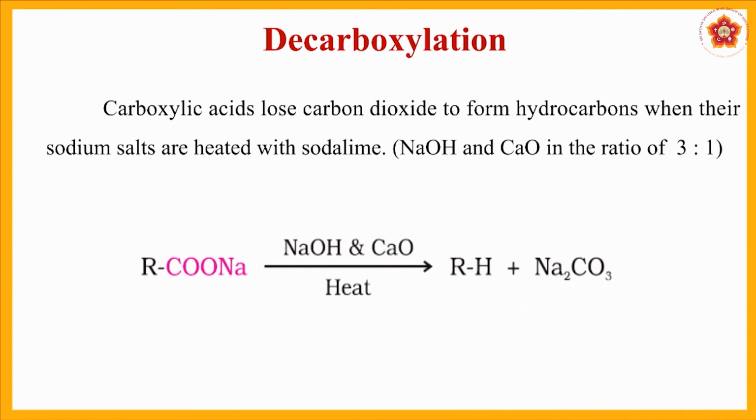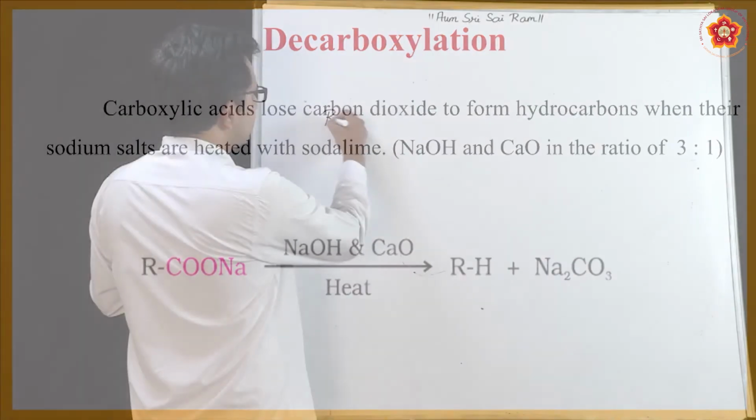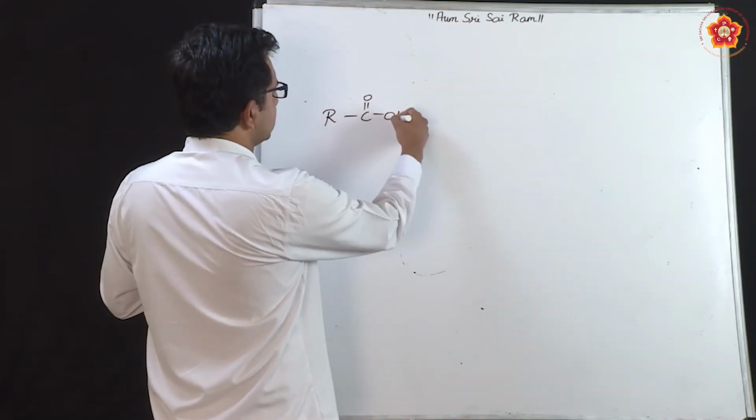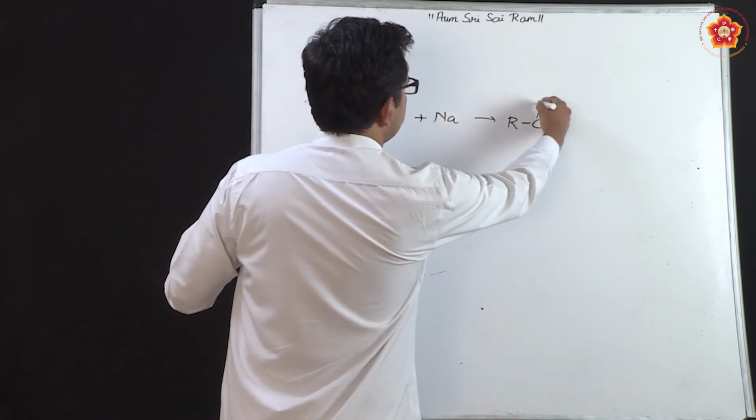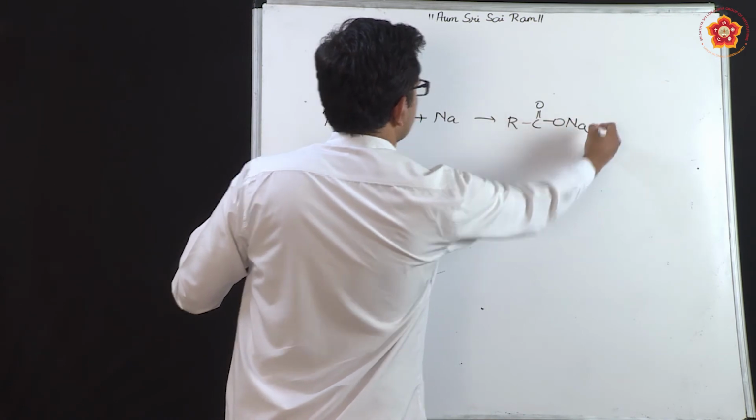A decarboxylation reaction is possible with carboxylic acid systems. We actually studied this when dealing with the preparation of alkanes in the very first chapter of organic chemistry in first year, where soda lime, NaOH and CaO, was considered in the 3:1 ratio. The reaction first up is that carboxylic acids, if you treat them with sodium metal, may be converted into their corresponding sodium salts.